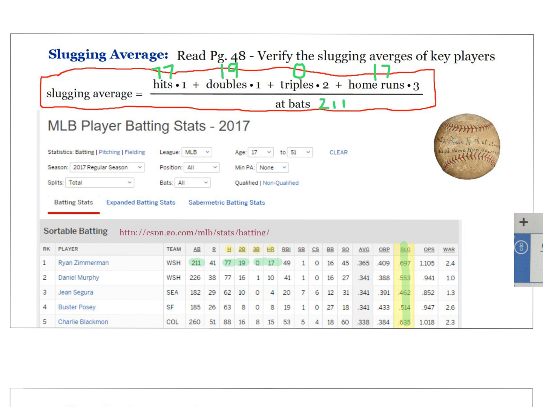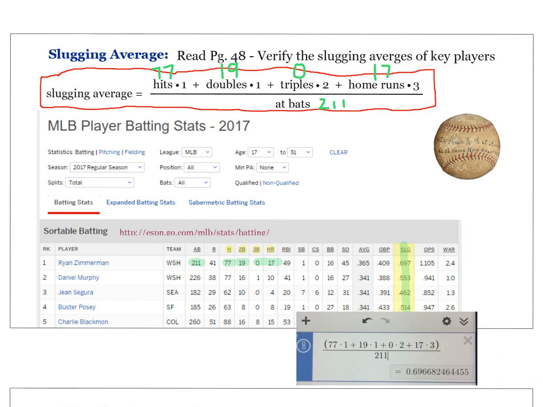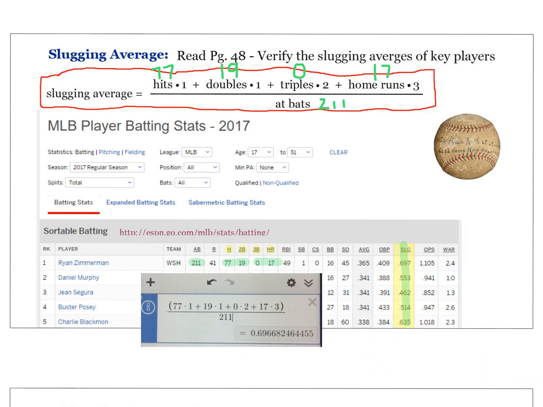Okay, so if we type it all in on our calculator, we should get .697. I've done that over here using Desmos. You can see we did 77 times 1 plus 19 times 1 plus 0 times 2, even though I didn't have to, plus 17 times 3, and we divided it by 211. It comes out to be .6966, on and on, but they round it to the nearest thousandths, so that would be .697.